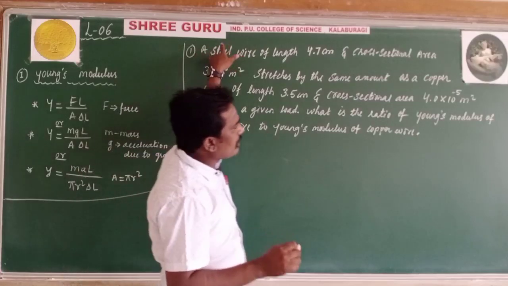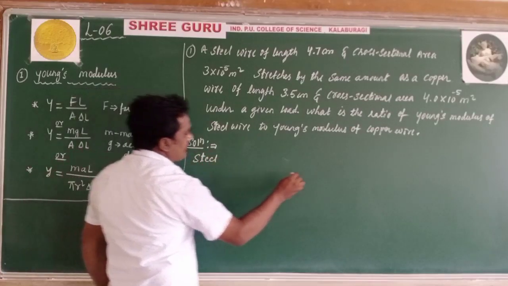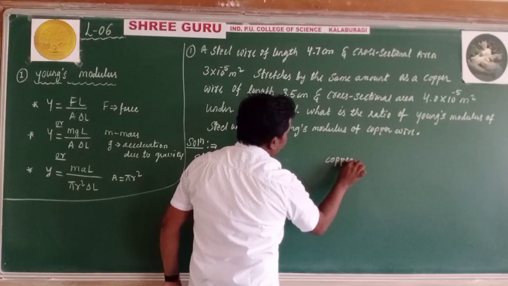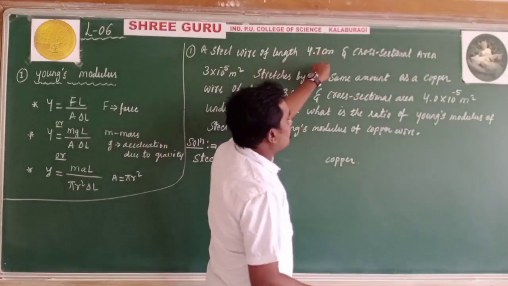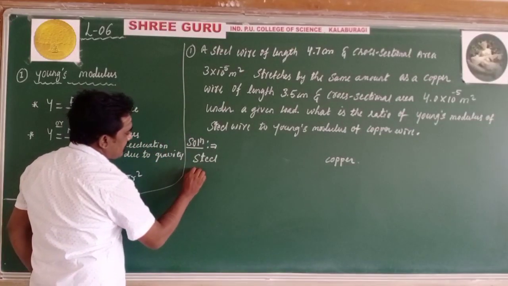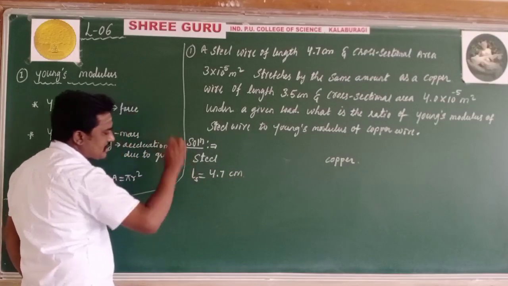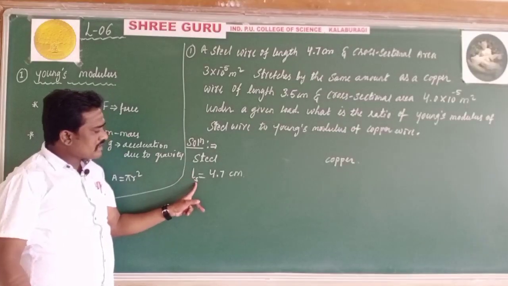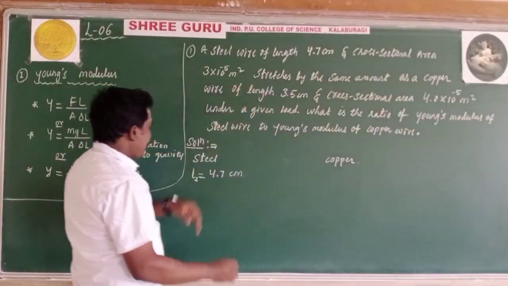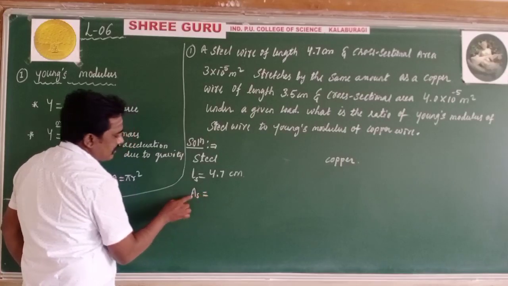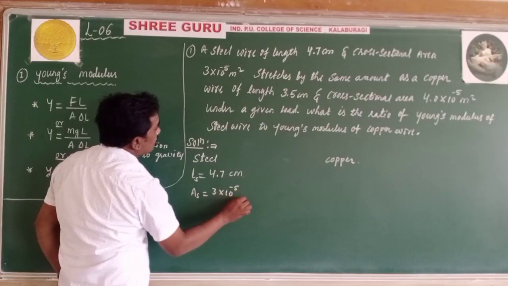Initially there are two wires here, one is steel, another one is copper. You make them separate. First one is steel, second one is copper. Two wires are there. What are the given values? A steel wire of length 4.7 centimeter. Length L, which is equal to 4.7 centimeter. Here I mention S, the length of steel rod, which is 4.7 centimeter. Then the cross sectional area, that is A S, the cross sectional area of steel, is 3 into 10 to the power minus 5 meter square.